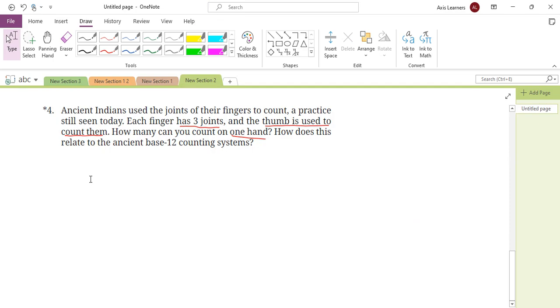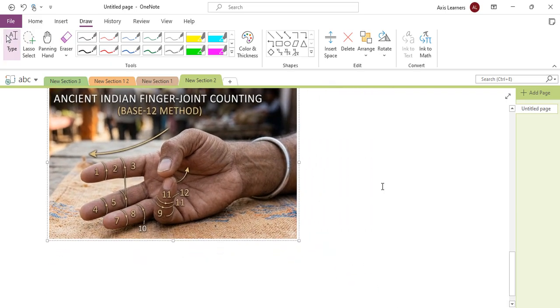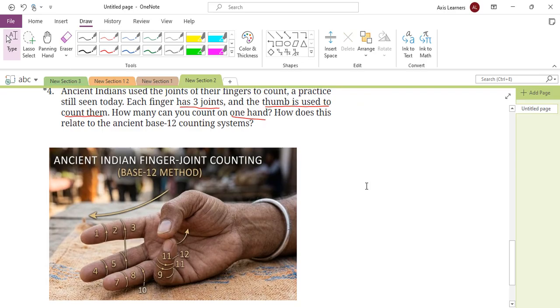See this, we are using this thumb for counting. So we are not counting this one. This is used to count the numbers. We start counting the joints. So the gaps: 1, 2, 3, 4, 5. This is 6, 7, 8, 9. So this will be 10, and this place is 11, and it is 12.